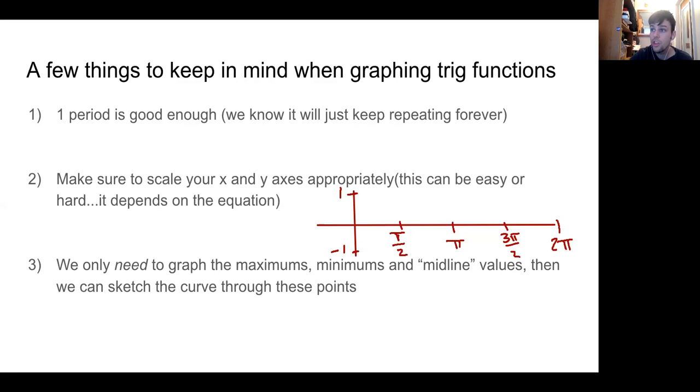Okay, the third thing to keep in mind here is that we really only need to graph the maximums, minimums, and midlines. These are our 5 friends, right? This is what I was talking about on those last 2 slides. These are the 5 friends. We can sketch our curve through those to be as accurate as we need it to be. We don't need any other points, just these to create a pretty accurate graph.